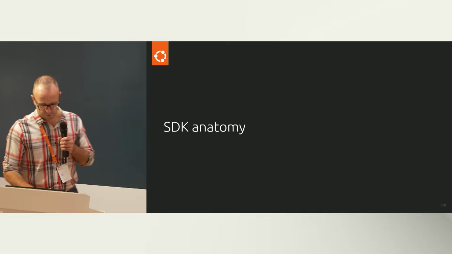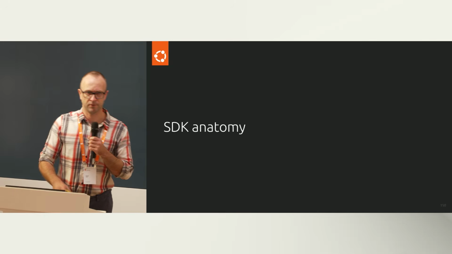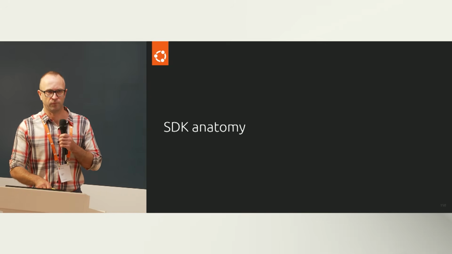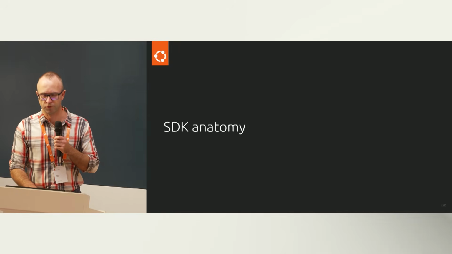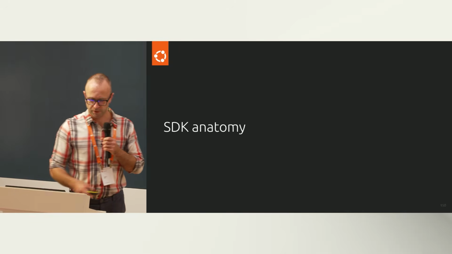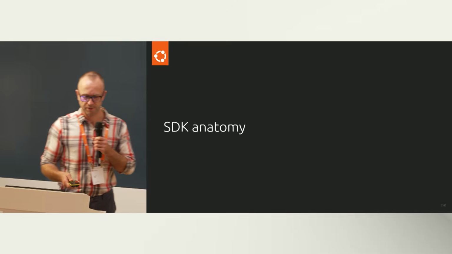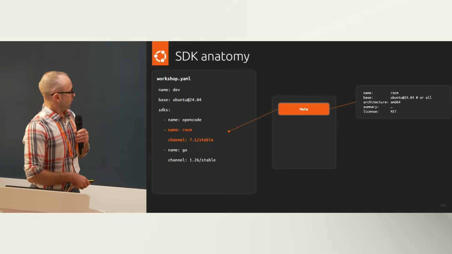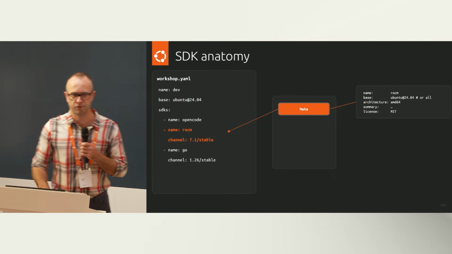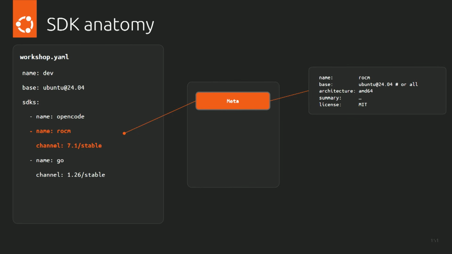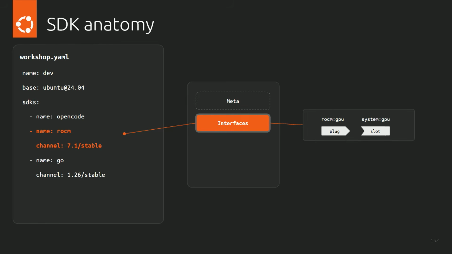Okay, so that's about two major workshop commands. Basically, you operate workshops with only these two commands: workshop launch and workshop refresh. I wanted to dive a little bit deeper into the SDKs, what they actually are. As mentioned, they're composed of four different parts. First is the meta. Meta defines the base, the name, the architecture, license, and other fields that are important for the store and for consumers. Then the interfaces.